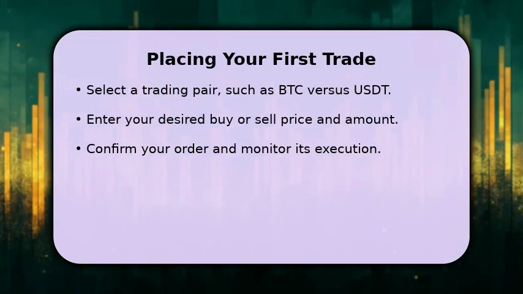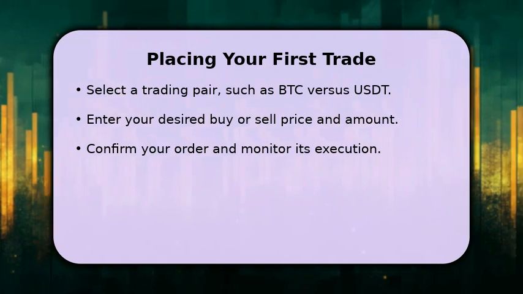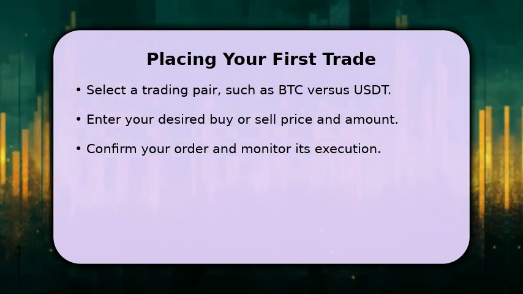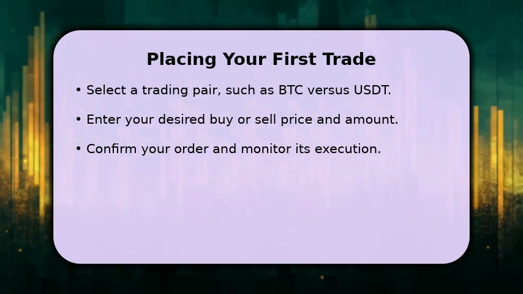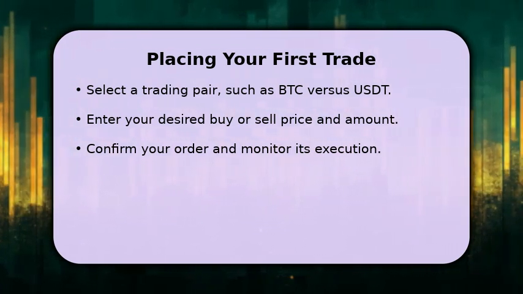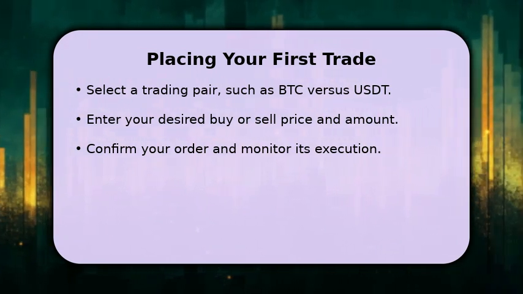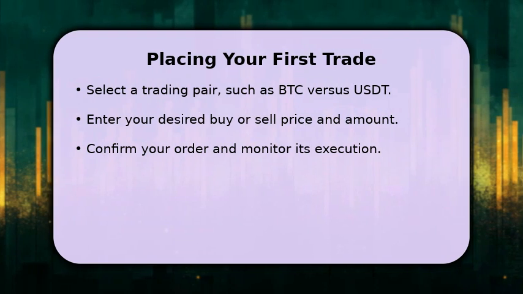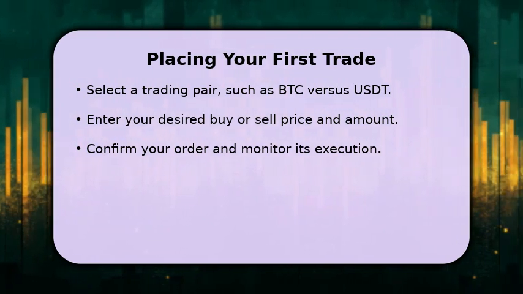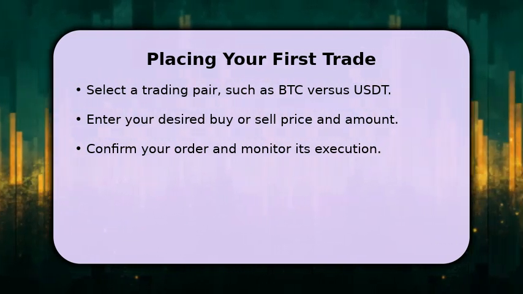You're ready to place your first trade. Choose a trading pair, for example, Bitcoin versus USD. Decide whether you want to buy or sell, then input your desired price and the amount of crypto. Double-check all details before confirming your order. Once placed, you can monitor its execution and manage your positions.